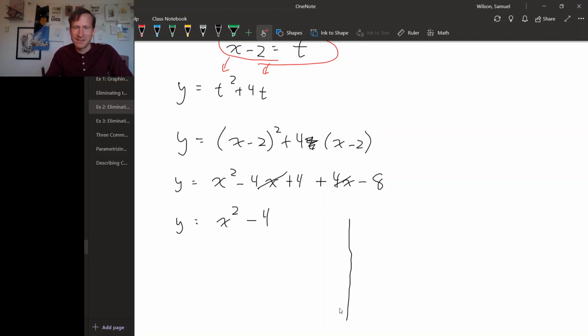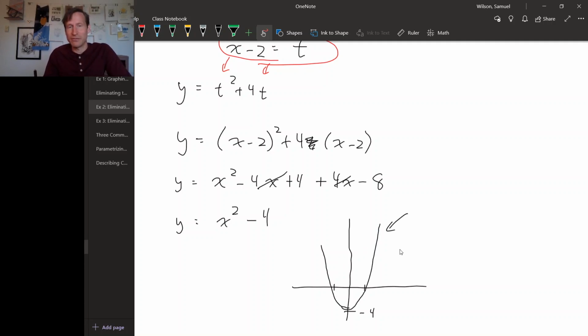That's a parabola that crosses the y-axis at minus 4. And it looks like the x-intercepts here are going to be plus or minus 2. So something like this. There we go. So the parametric curve that we started with traces out this graph.